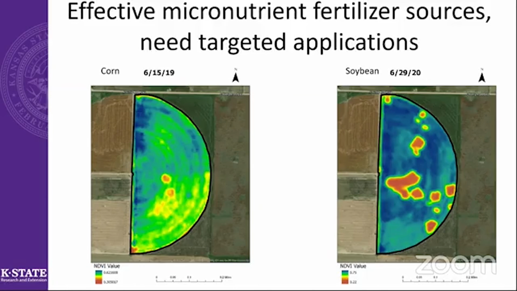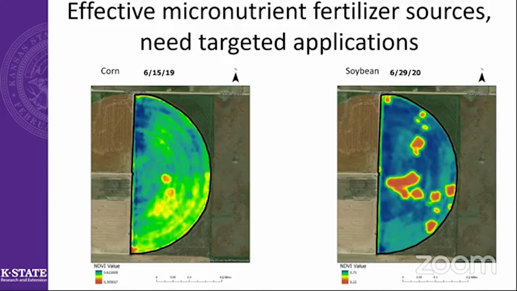It really becomes essentially a precision ag question: how can we put these nutrients where they're needed? This one example is NDVI satellite imagery, which is actually available if you want to look at this for your fields. This is corn, where you tend to see a little bit of a problem, but it really shows up when you have soybeans.